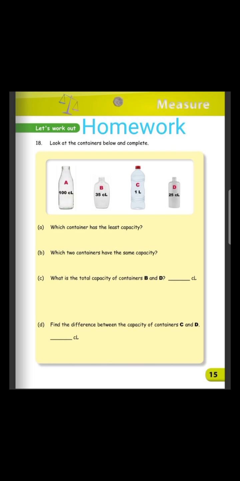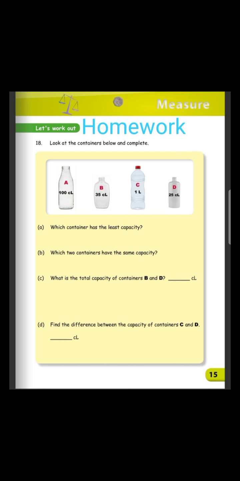We have container A, which is 100 centiliters, and C, which is 1 liter, that is 100 centiliters. So it is container A and container C. Part C now. What is the total capacity of containers B and D? Total capacity. When you hear the word total, it means that you have to add. So you will have to add the capacity of container B with the capacity of container D.